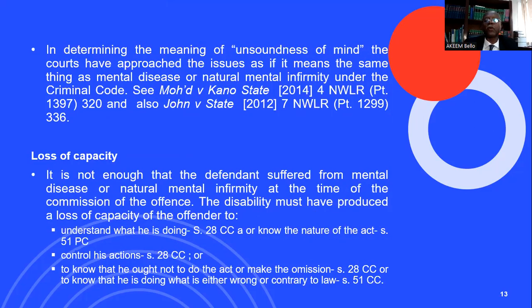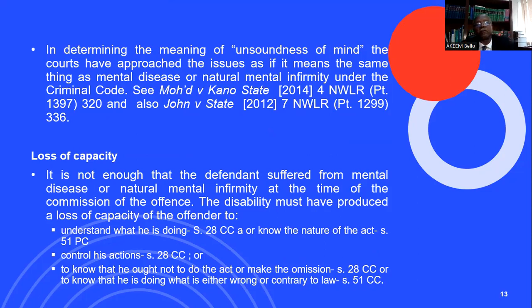In determining the meaning of unsoundness of mind, the courts have approached the issue as if it means the same thing as mental disease or natural mental infirmity under the criminal code. So the point being made is that when the court is considering the meaning of unsoundness of mind under section 51 of the penal code, the courts have approached the issue as if it means the same thing as the disability condition under the criminal code, mental disease or natural mental infirmity.